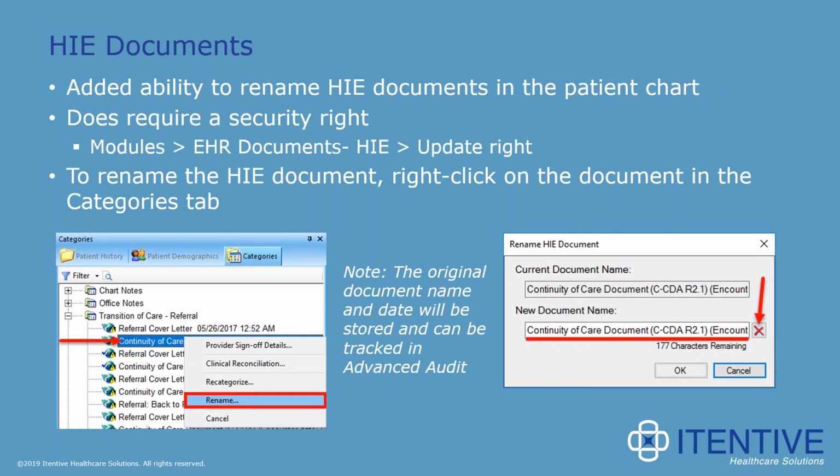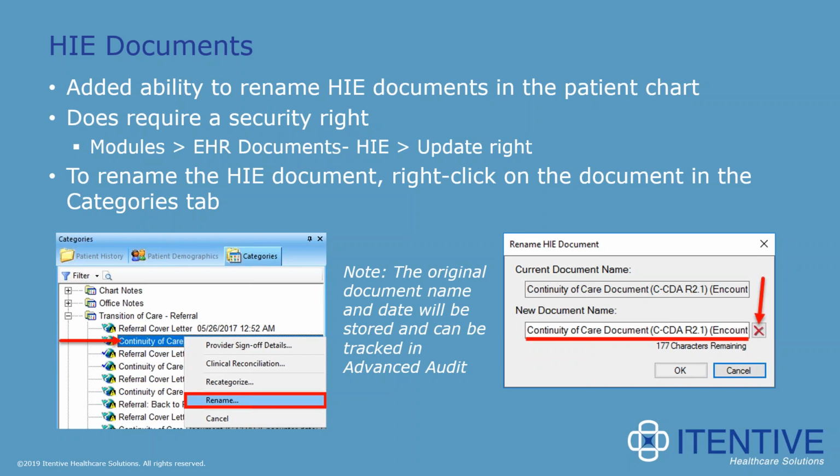Next, looking at HIE documents, NextGen added the ability to rename HIE documents in the patient chart. I think NextGen realized users needed the ability to rename an HIE document to essentially differentiate the document and provide a more meaningful name. Don't worry though, the original name and the date that it was renamed will be stored, and that can be tracked in advanced audit. Also, any custom view names won't change.